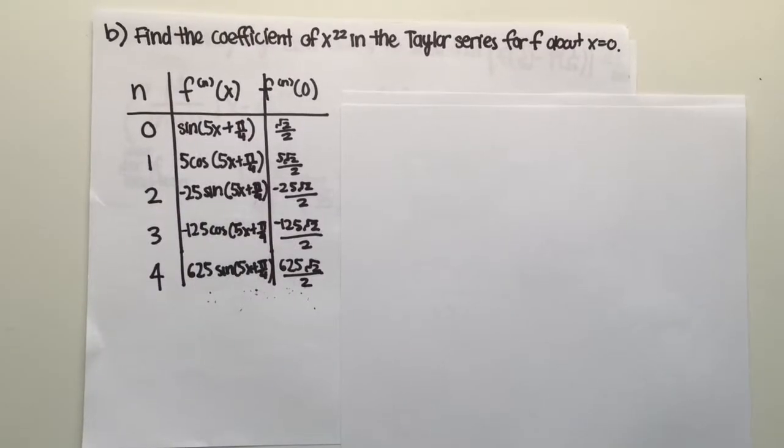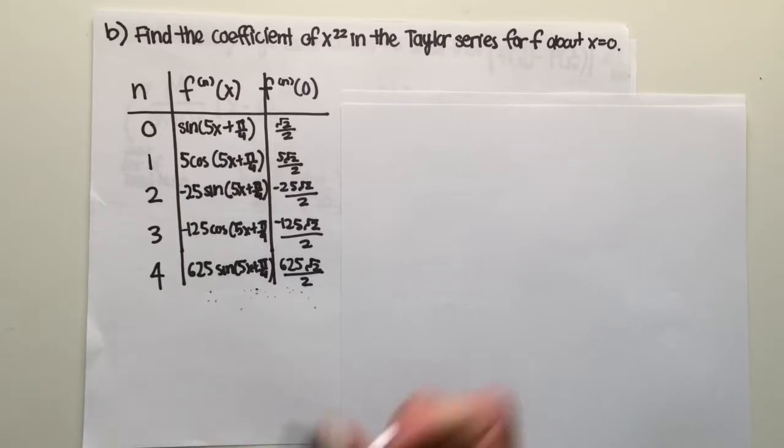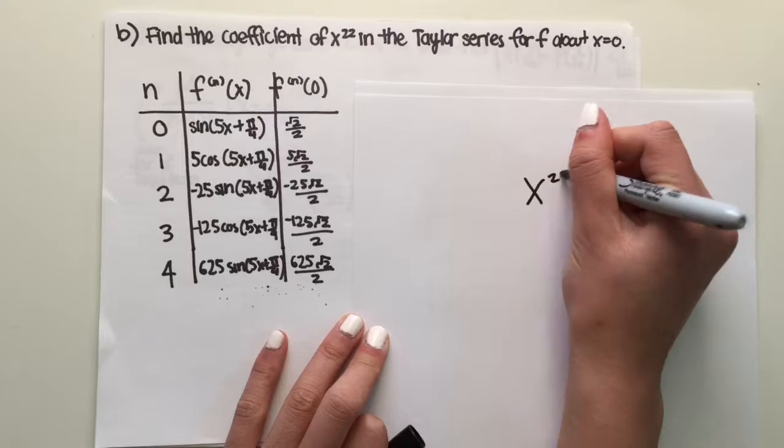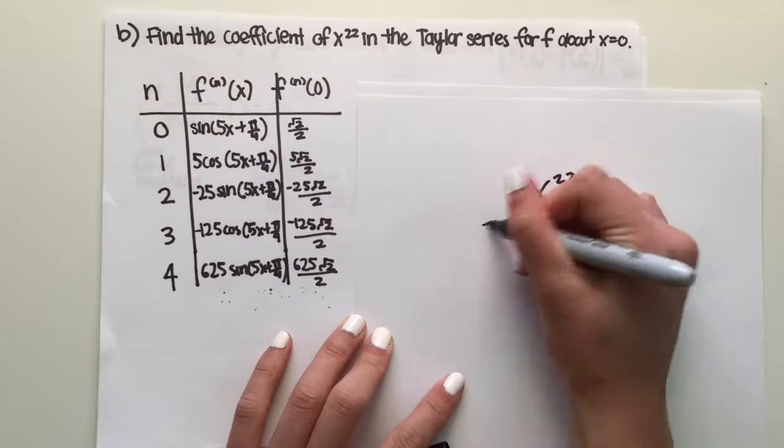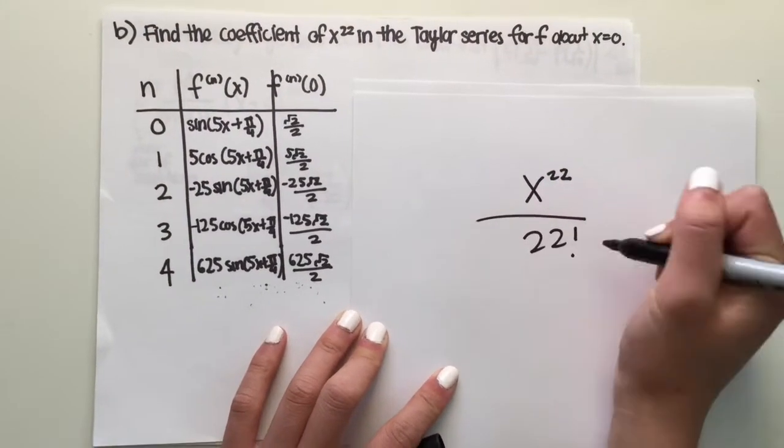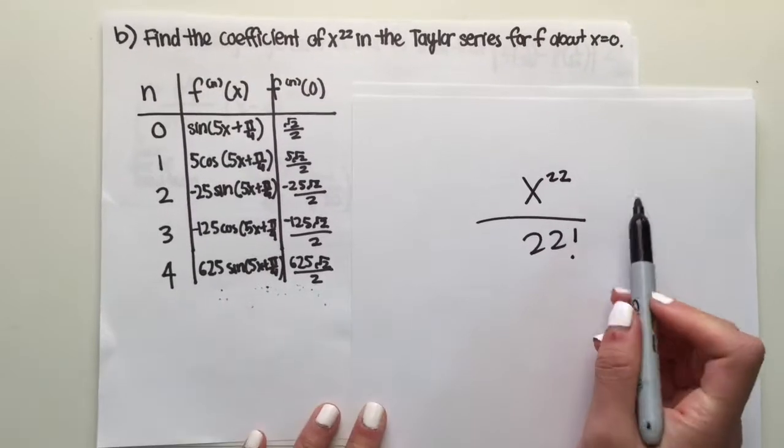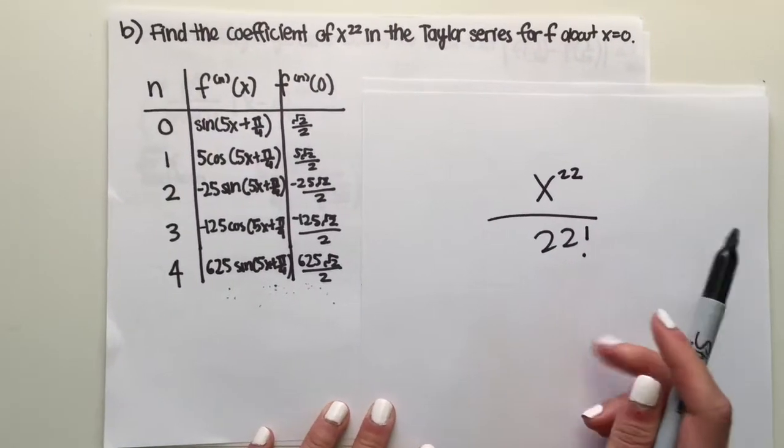In part B of this problem, we're asked to find the coefficient of x to the 22nd in the Taylor series for f about x equals 0. So x to the 22nd in the Taylor series for f is obviously going to include x to the 22nd over 22 factorial, since f is about x equals 0. And this is going to be multiplied by the 22nd derivative of f.